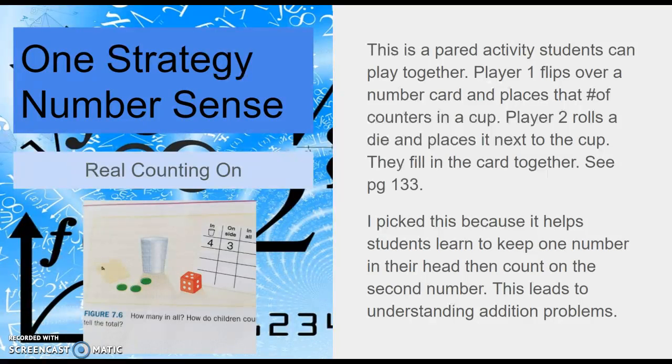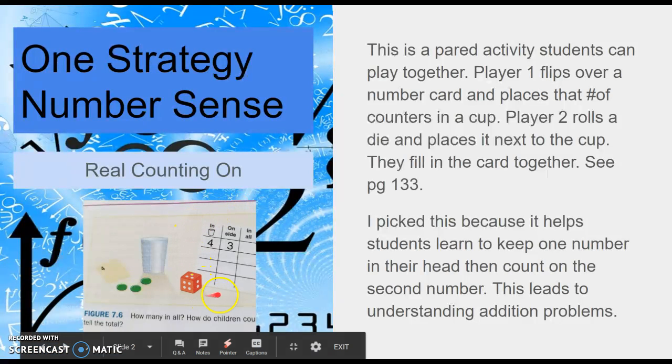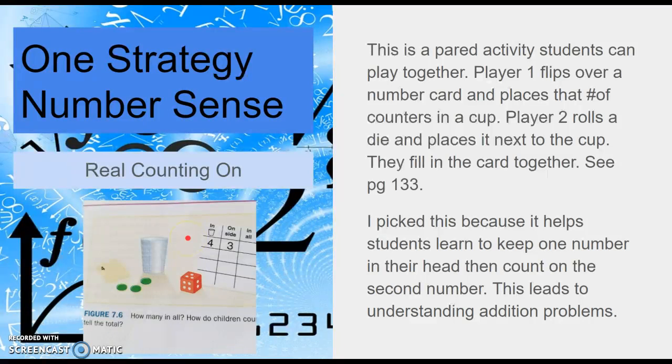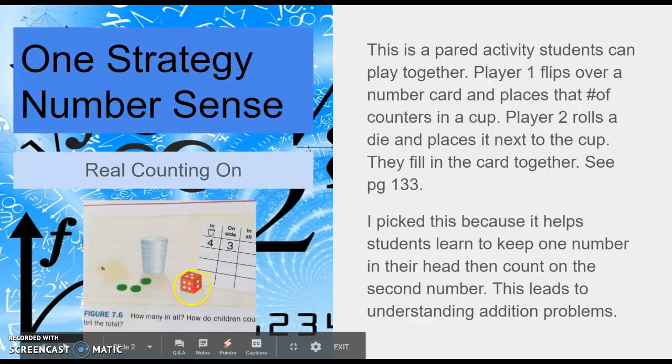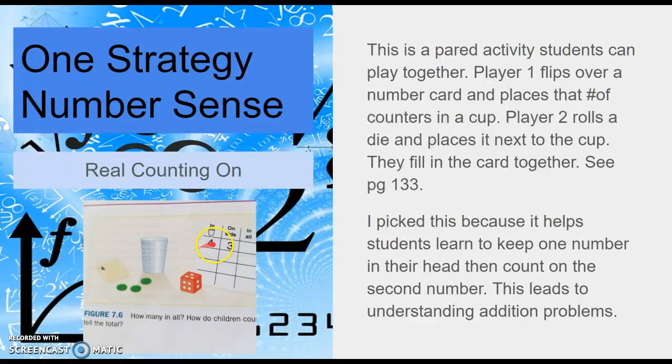Player 1 flips over a card with a number on it, places that number of counters in the cup. Player 2 rolls the dice and places it next to the cup. They fill out this card right here to show what's in the cup, what's on the side, which is the dice, and they figure out together what's in all. They count on from this number.